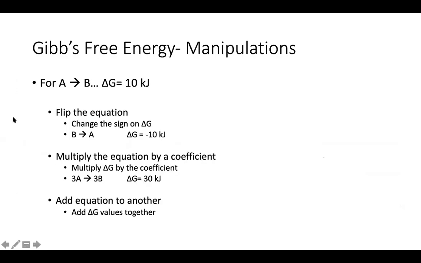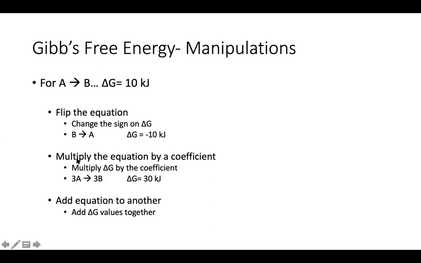Just quickly to talk about the manipulations for Gibbs free energy, or delta G. In Gen Chem, we see three major manipulations to equations. Sometimes we might take the reverse of the equation, so instead of the reaction A to B, we might want B to A. Whenever we flip an equation, we just change the sign on delta G, right? So instead of positive 10, it would now be negative 10.